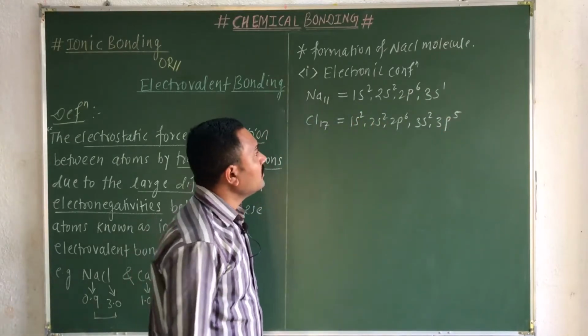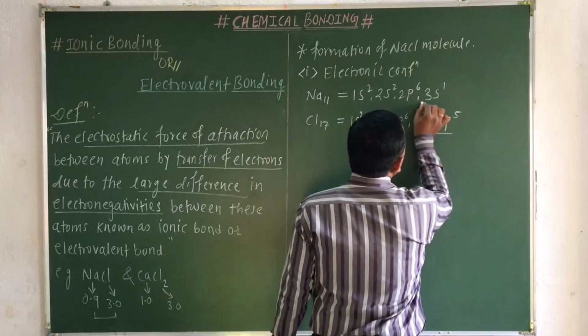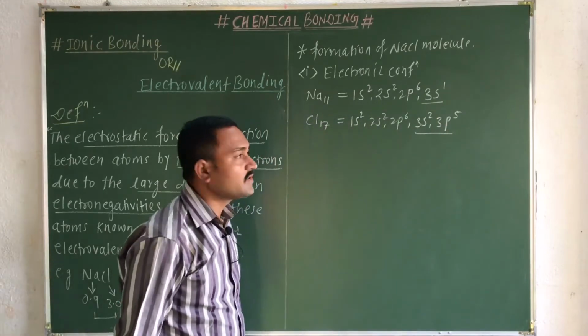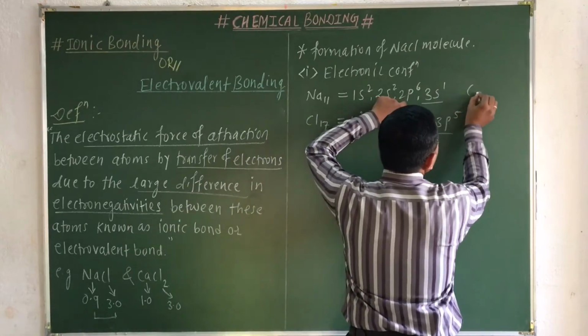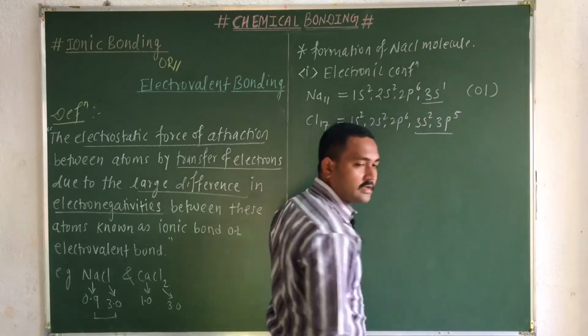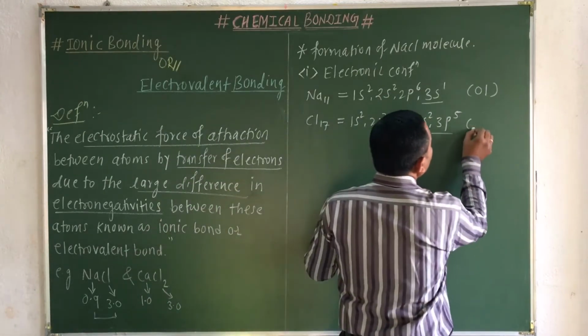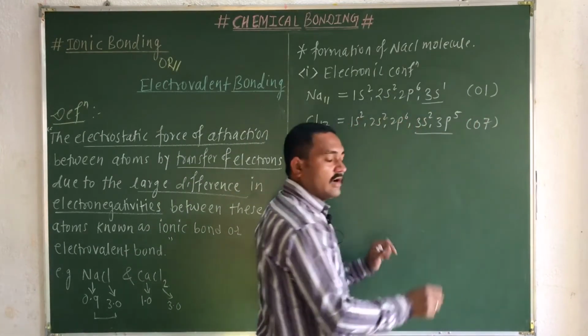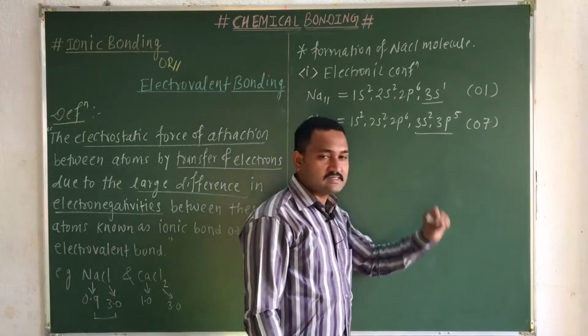Now let us consider the valence shell. In the sodium atom, in the valence shell there is 1 electron. In chlorine, the valence electrons are 7 in its valence shell.